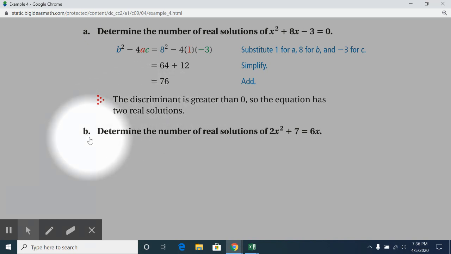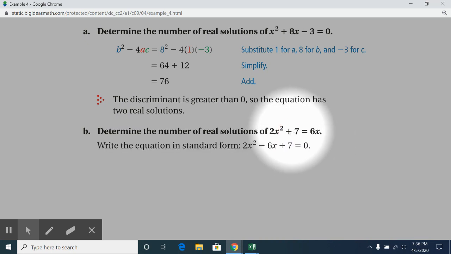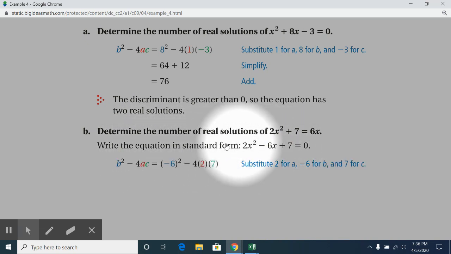All right, so for problem B, here's what I see here. I see that it's not in standard form right now, so I'm going to have to move my 6x to the other side by subtracting it, and I'm going to put it right in the middle. Put it in standard form. So that's what they do here, write the equation in standard form. And then again, we're only using this portion of the quadratic formula, plugging in the numbers accordingly.